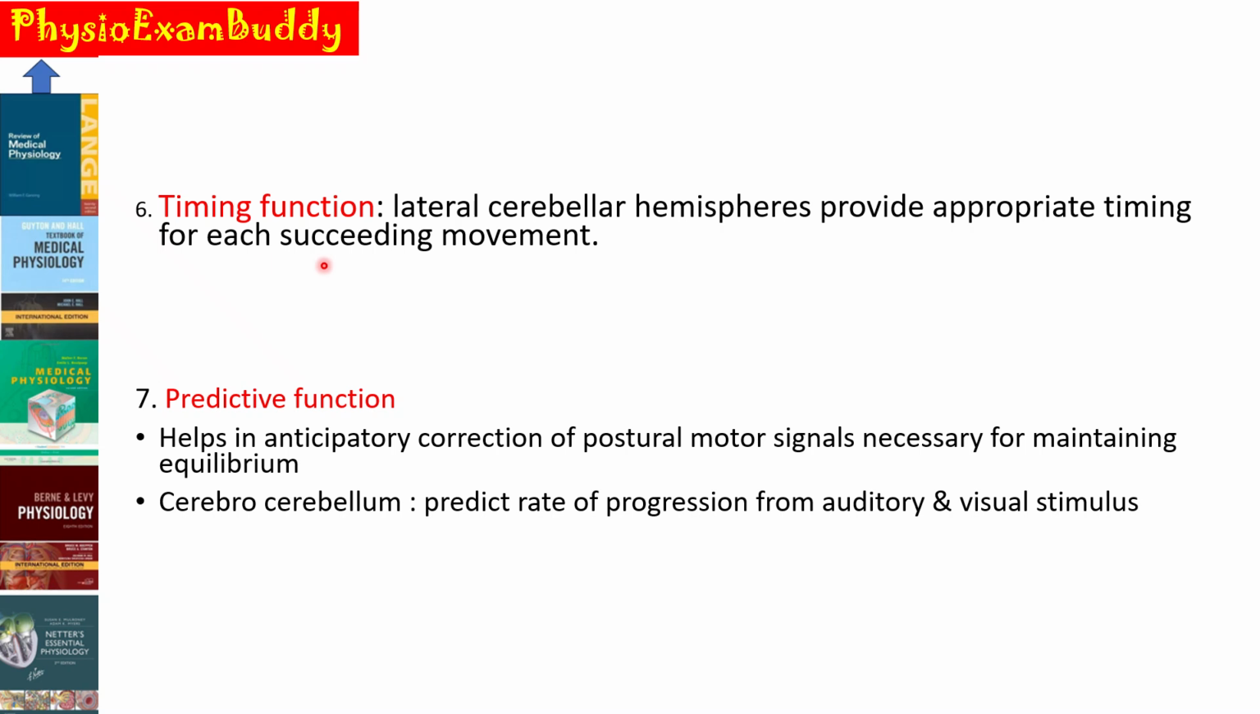The next function is the timing function. That is, the lateral cerebellar hemispheres provide the appropriate timing for each succeeding movement. Next is the predictive function. It helps in the anticipatory correction of the postural motor signals necessary for maintaining equilibrium in a subject. The cerebrocerebellum is the one which helps to do the predictive function. It will predict the rate of progression from the auditory as well as visual stimulus.